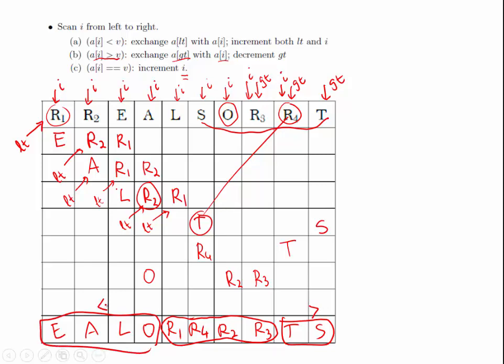Now keep in mind that we are not done with the quicksort. We have to apply quicksort again to this side and this side in order to get a sorted array. This is just the partitioning part of the algorithm.